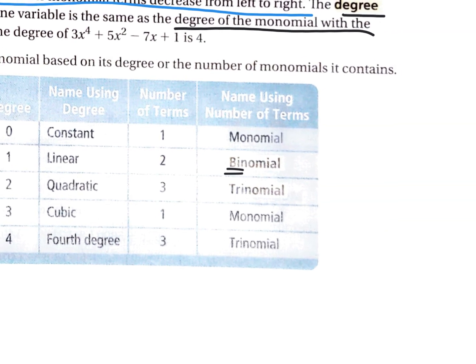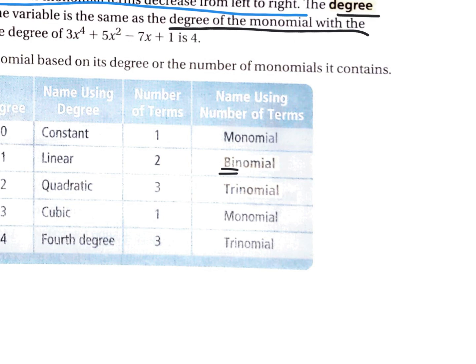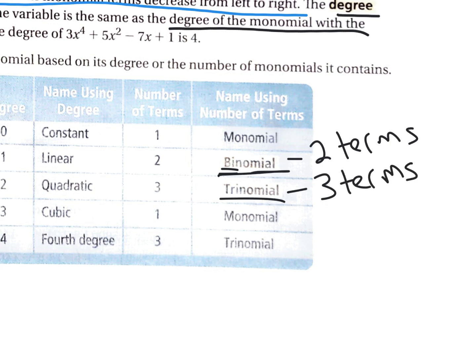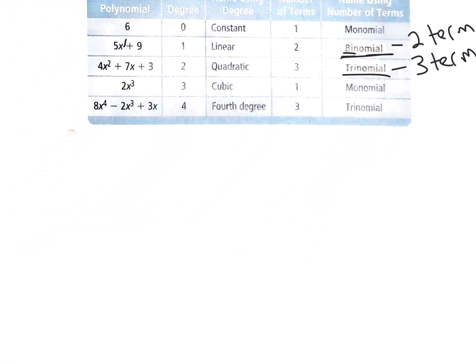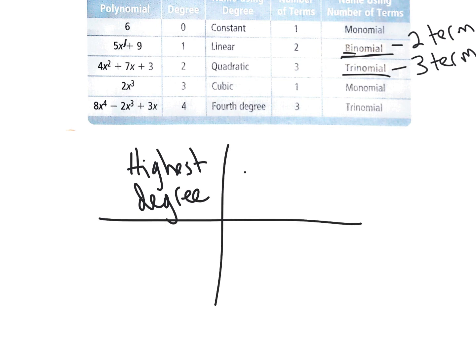If we look at these then, I mentioned this, but just to make sure everybody caught it, a binomial has 2 terms. A trinomial has 3 terms. If it's more than that, we don't normally use special names. We just call them all polynomials if there are more than 3 terms. And then we can also talk about what the highest degree is and what we can call these, so the highest degree, and then the name using the degree.